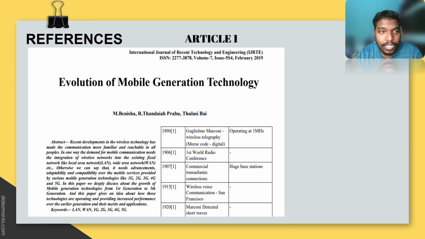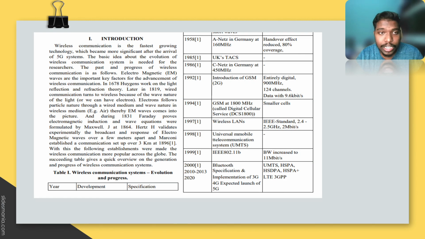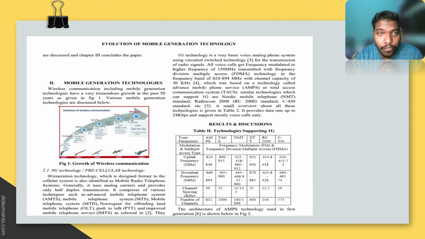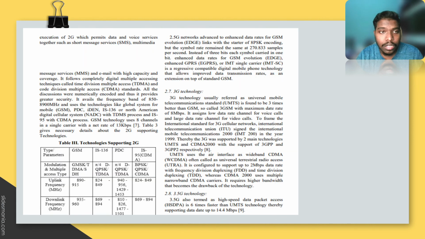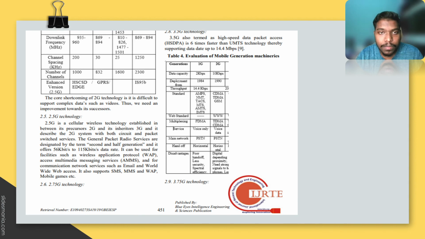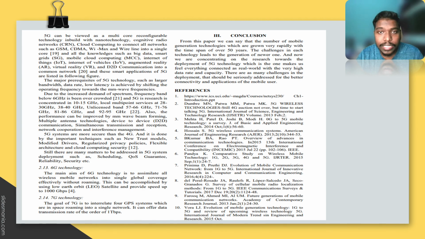So the last part is the references. We have two articles. This is the first article, evolution of mobile generation technology. This is the introduction, and then the evolution of mobile generation technologies. This is the 0.5G technology and 1G technology. This is 2G, then 2.5G, and also 3G. Okay, this is the conclusion and references of article 1.